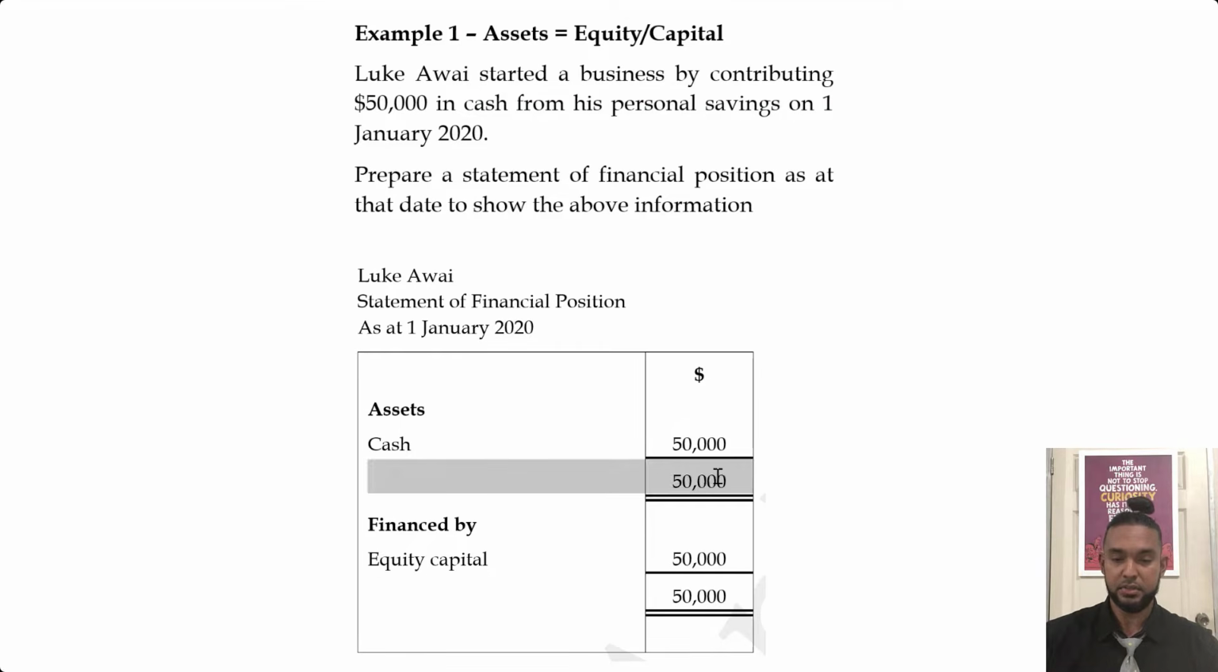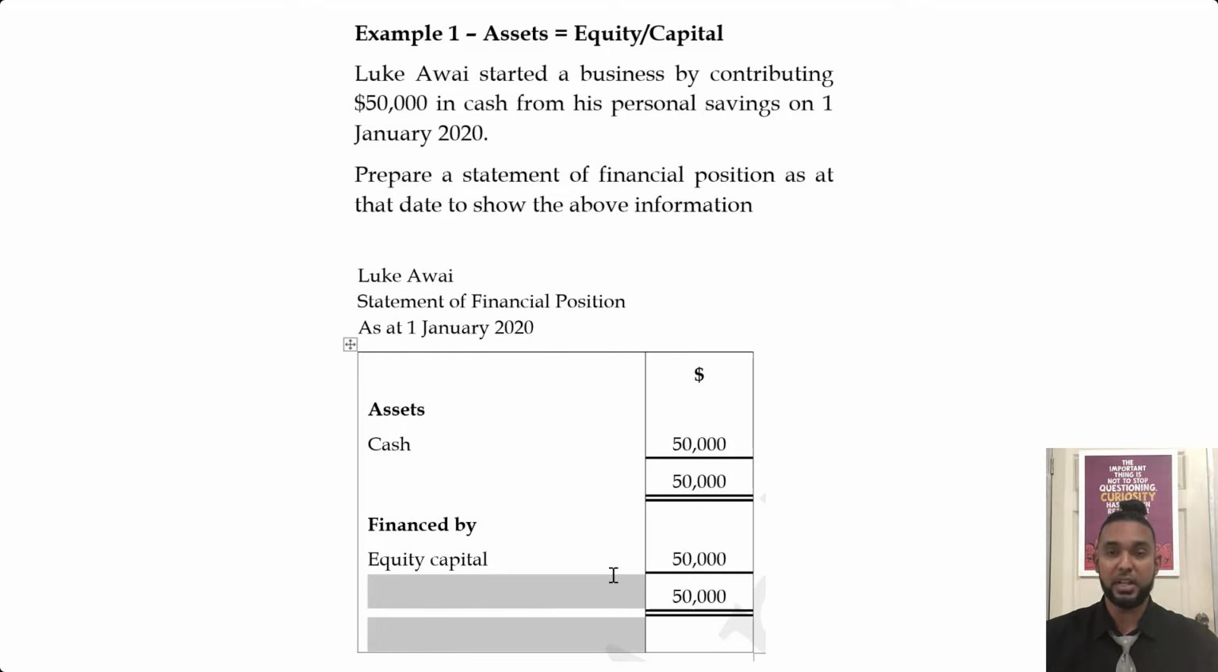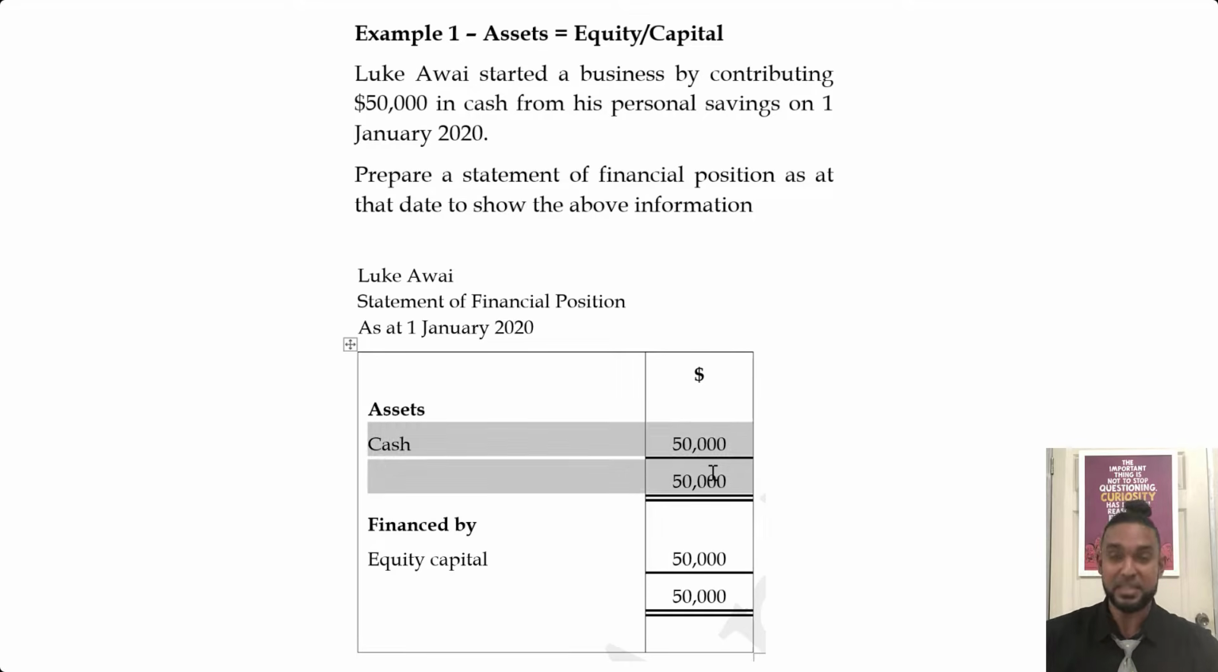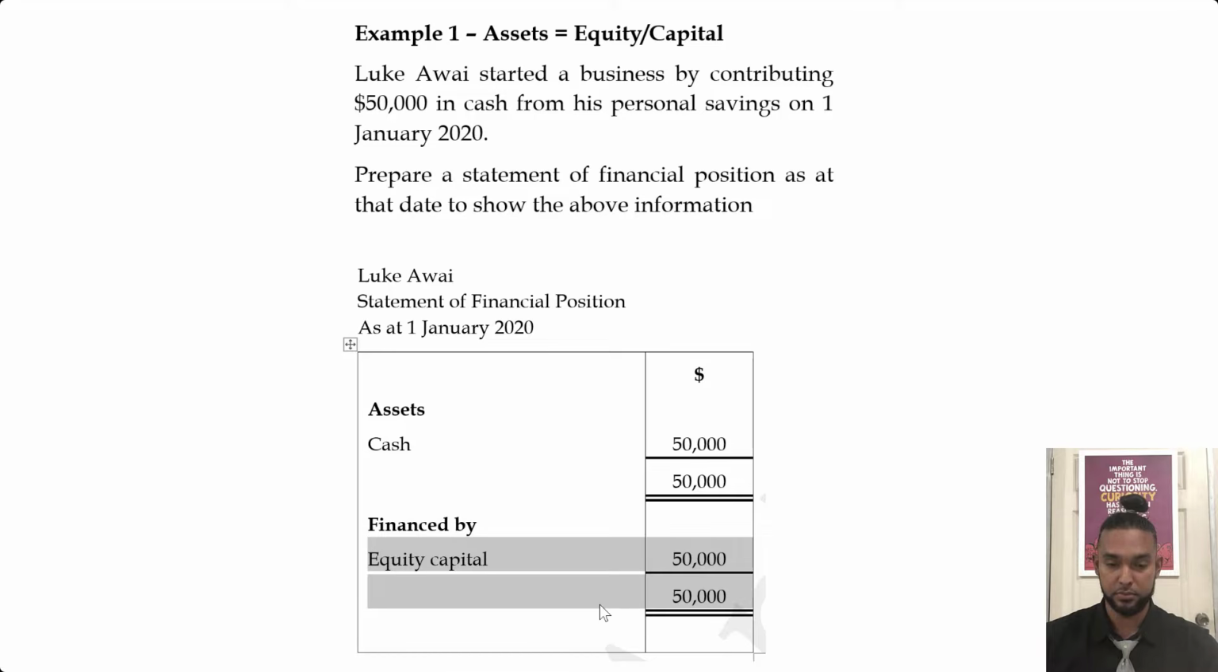As you can see, the value of the assets is equal to the value of the capital invested by the owner, because in this case, all that happened was the owner put in money to the business. So the money in the business is the asset. Where did it come from? It came from the owner, right? And as they say, our balance sheet balances because the total here is equal to the total there. Cool. So that's your first balance sheet.